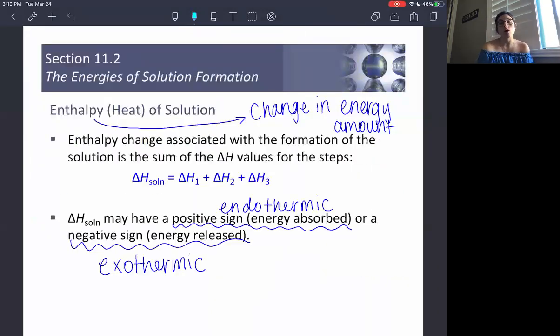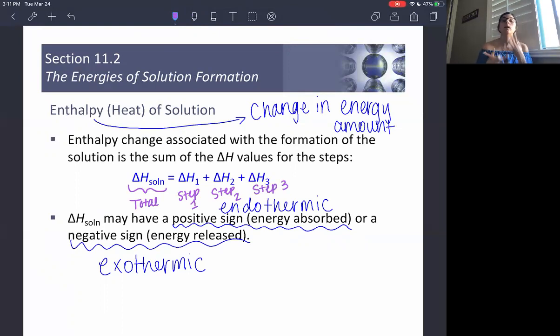So we call changes in energy enthalpy. So the heat of a reaction or the heat of a solution is called enthalpy, which is really just a fancy word for a change in an energy amount. So the change in enthalpy for a solution, this is like your total amount when all is said and done before and after, is going to be equal to your change in energy for step 1, for step 2, and step 3 added together. So that's what these symbols right here in blue are referring to.